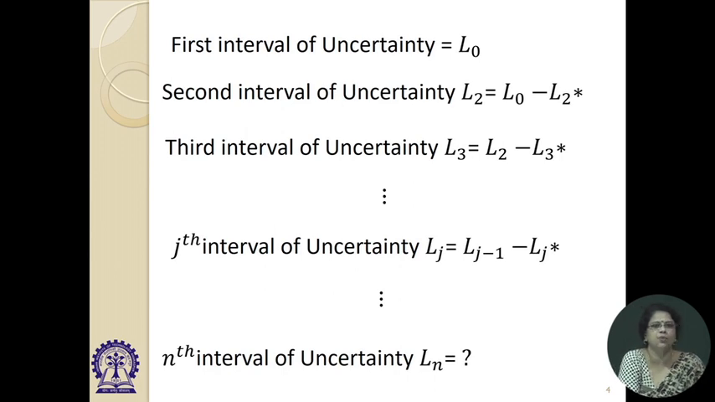Then if I ask you what should be the size of the nth interval of uncertainty, Ln, can you tell me? If you see the pattern from there, you will get that the nth interval of uncertainty would always be 1 by Fn, because we know F0 is equal to 1.